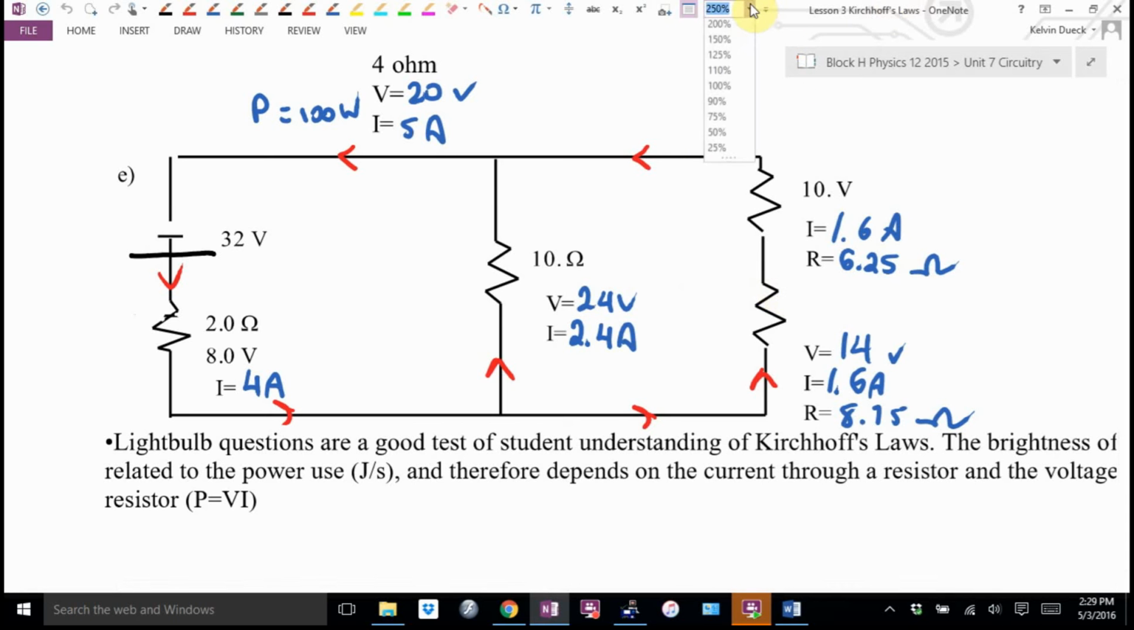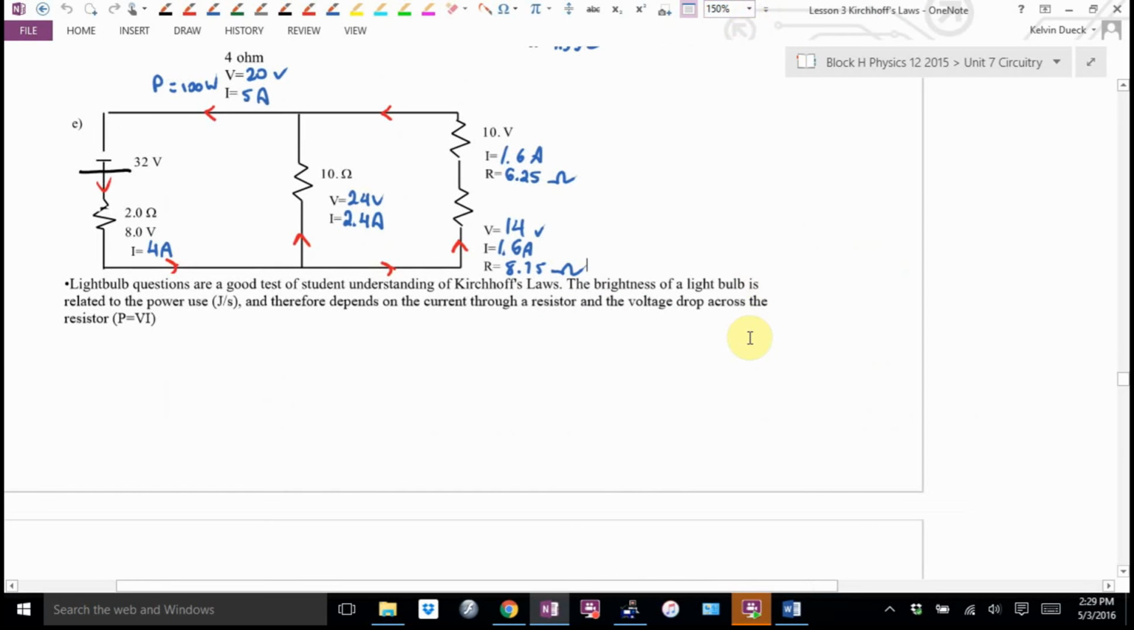I wrote here, light bulb questions are good tests of student understanding of Kirchhoff's laws. Brightness is related to power. So instead of me saying, solve the circuit, I might say, prove which bulb is brighter. Really what I'm saying is find the power of each bulb, and to do that, you're probably going to have to find the voltage and the current and the resistance. Just saying.